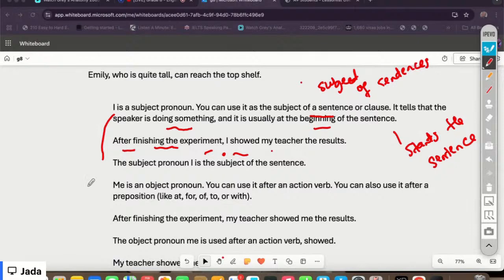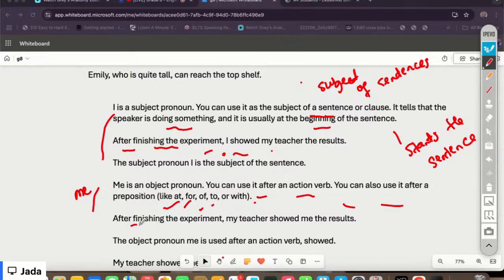Okay, so moving on to the object me. Me is the object pronoun. You can use it after an action verb. You can also use it after a preposition like at, for, of, to, or with. So me is after an action verb, and usually me is in the middle of the sentence. It's not starting the sentence. So it is used after a preposition or after an action verb.